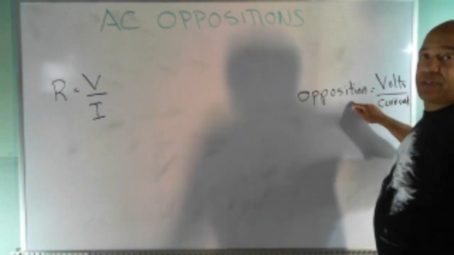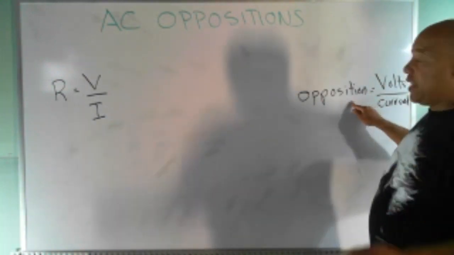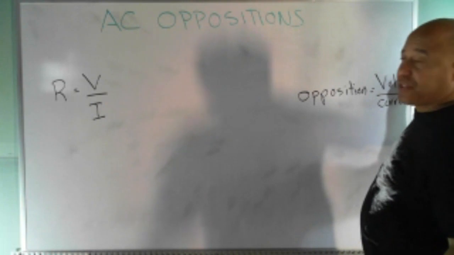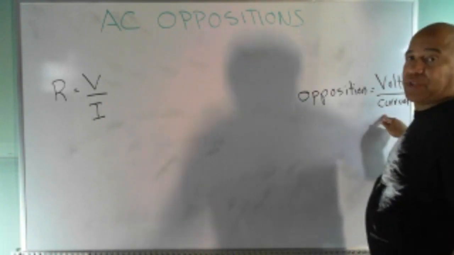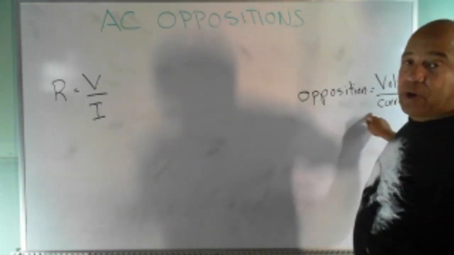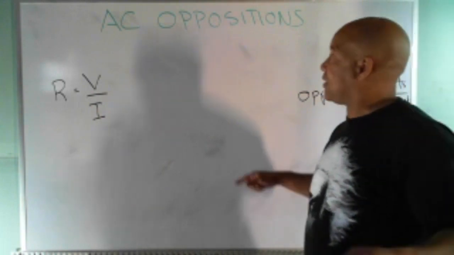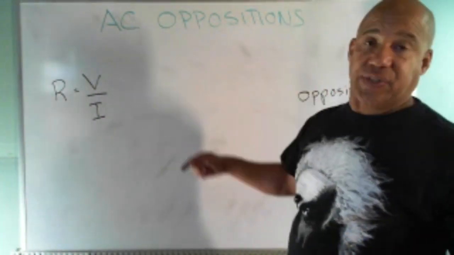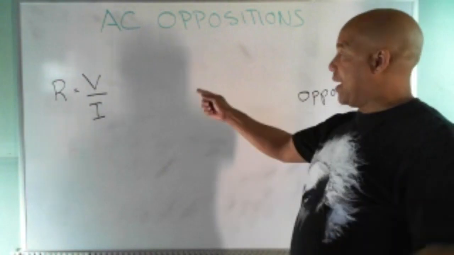Any kind of opposition in the AC circuit is going to equal the voltage across that opposition divided by the current through that opposition. And the reason I'm writing it this way, because as I said, there's going to be other oppositions that's not resistance, which we'll get to. But right now we're dealing with resistance.